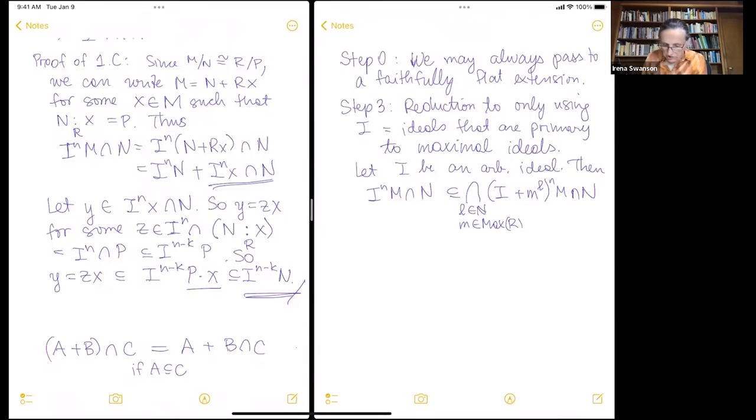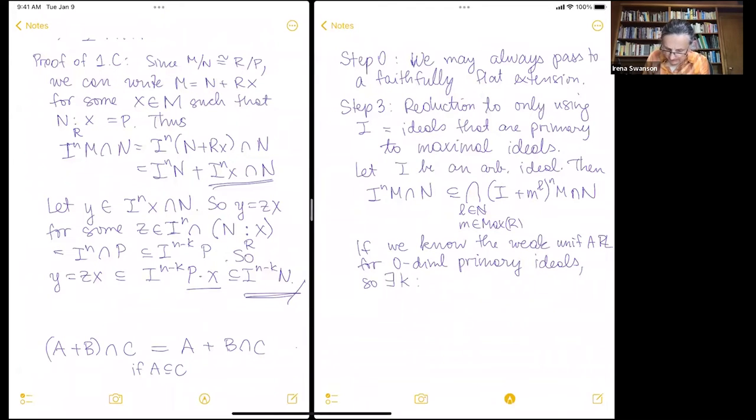All right. And what is true if we know the weak uniform Artin-Rees lemma for M primary ideals, for zero dimensional primary ideals, then there exists a K that makes this intersection here, over all L and all M, contained in I to the N minus K times N.